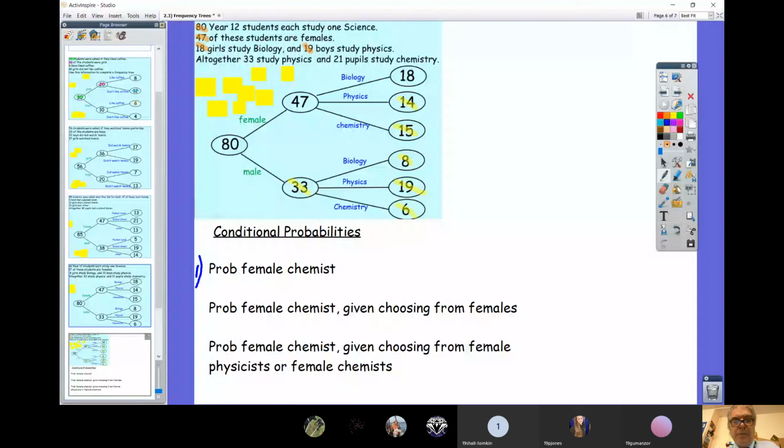Very good. Yep. So we're picking a female chemist. So first of all, think about who you're picking from. This question makes it really clear you're picking from the whole of the year group. We've got 80 kids in the year group. So our denominator, the number on the bottom, is 80. And then like you've seen, you just look for the female chemists. We've clearly got 15 of those, so it's 15 out of 80.